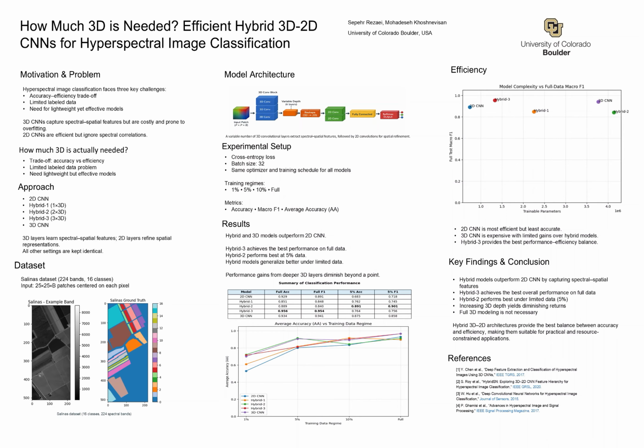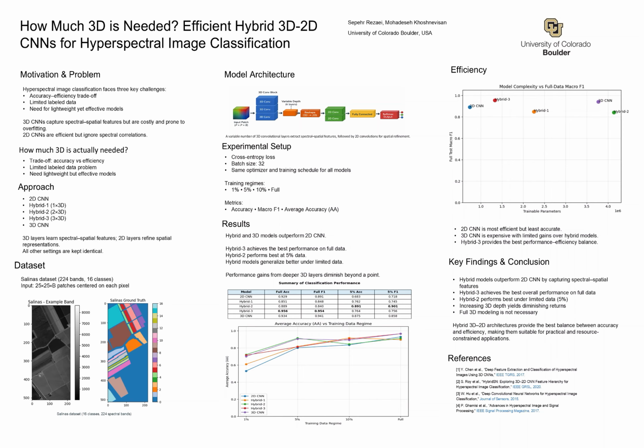There are two common approaches. 2D CNNs are efficient, but they ignore spectral relationships. 3D CNNs capture both spatial and spectral features, but they are computationally expensive and often overfit, especially when labeled data is limited. So we face three key challenges: accuracy versus efficiency, limited labeled data, and the need for lightweight but efficient models. This leads to our main question: do we really need full 3D CNNs?